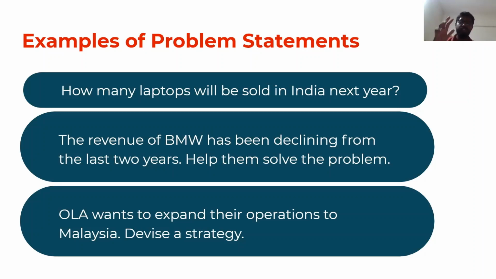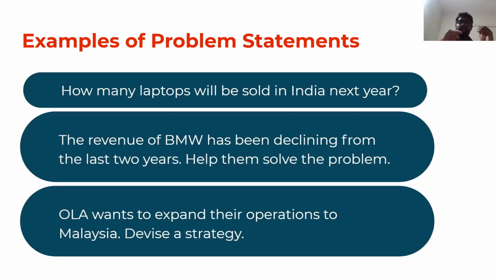And if Ola wants to expand their operations in Malaysia, how exactly are you going to devise a strategy? Now, in each of these cases, you would basically want to first understand what exactly would be leading to a decline in the prices, leading to decline in the revenue of BMW. What kind of factors do you think will come to your mind?